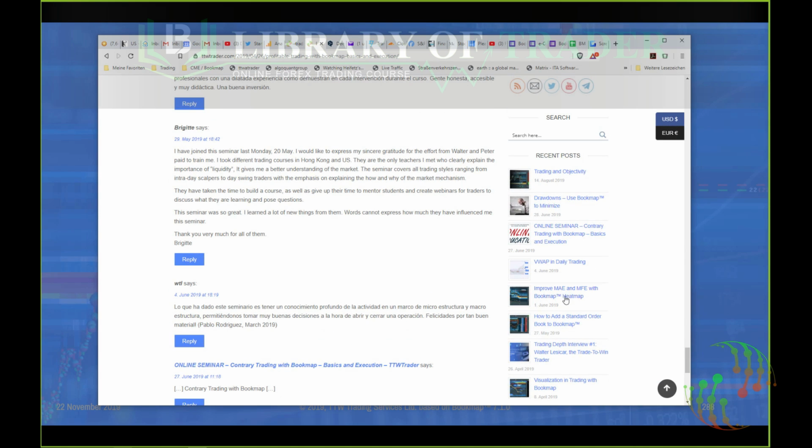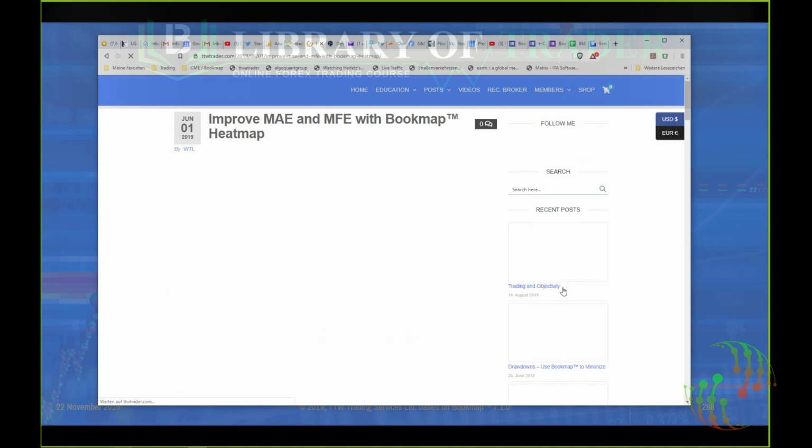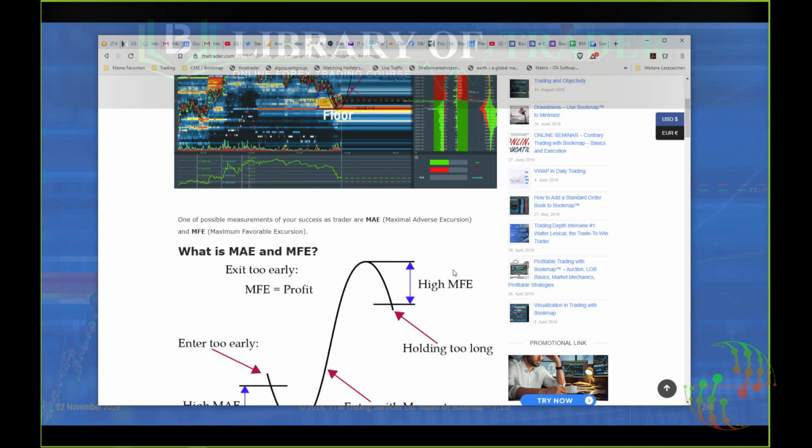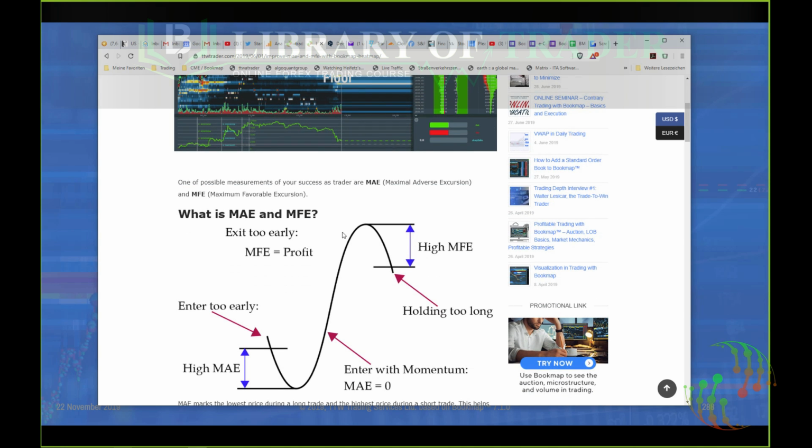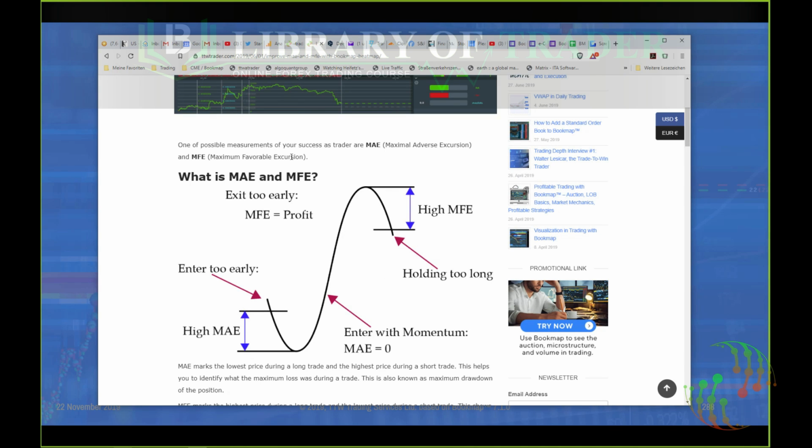think about this MAE and MFE, it's an excellent measurement for successful trading. If you are doing statistics with your trades, I'm sure you have it already in your trading style, that you have to measure your maximum adverse excursion and maximum favorable excursion. It's important to get these numbers, because when you enter too early, you have a high MAE, and when you're holding too long, you also have a high MFE.